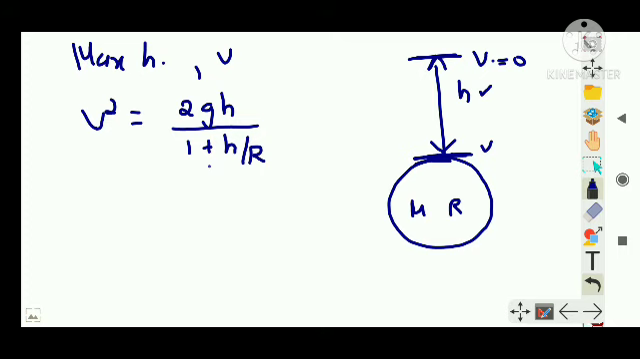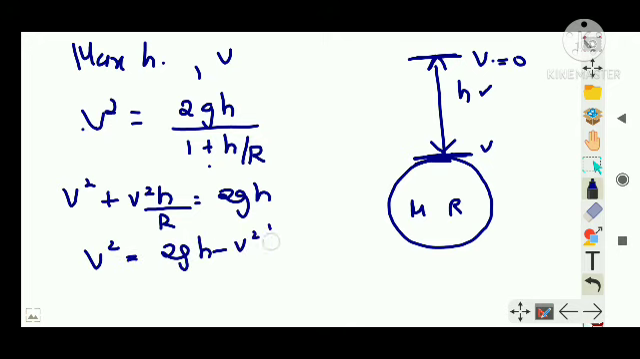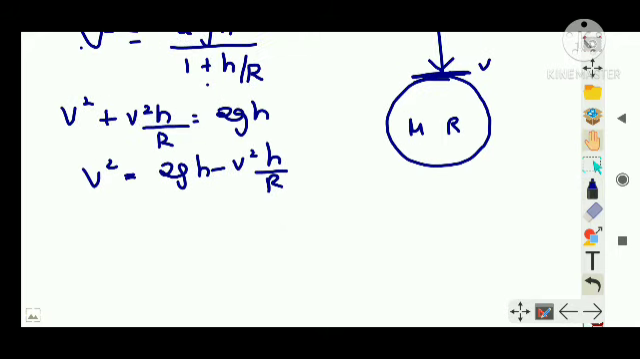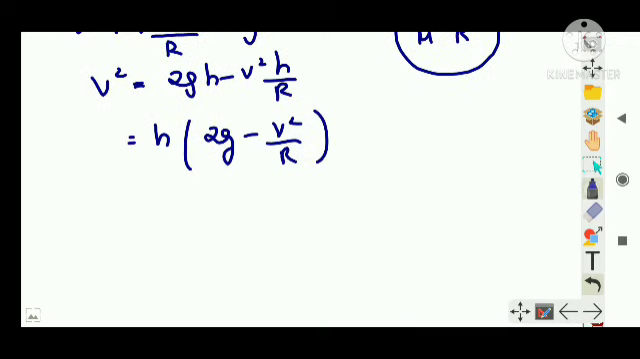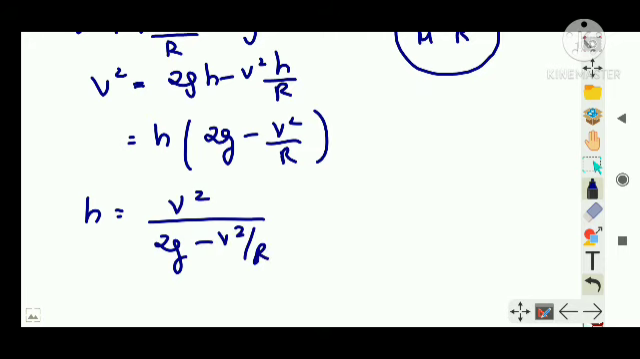Now here I am going to bring this over to this side, it becomes v squared plus v squared into h by R is equal to 2gh, right? So v squared is equal to 2gh minus v squared h by R, right? Now from these two terms I am going to take h common, so it becomes h times 2g minus v squared by R, right? So from here I can get the expression of h as v squared divided by 2g minus v squared by R. Or I can write v squared by 2gR minus v squared, and R can go up, so now the expression becomes v squared R divided by 2gR minus v squared.